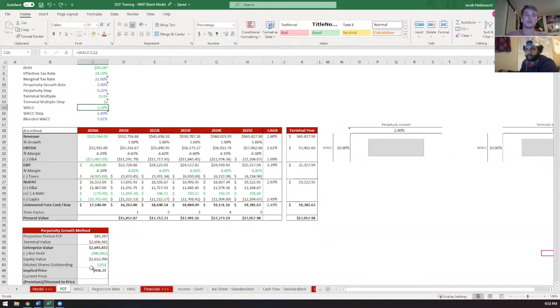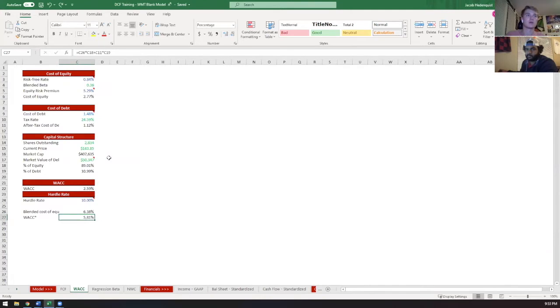That hurdle rate we usually do is 10%. So the way that works is, we have our cost of equity of 2.77%. Because we're investing in a portfolio of stocks, we want all our stocks to have a consistent rate of return that we require, and that would be this hurdle rate of 10%. And we blend this hurdle rate with our cost of equity right here. And then we use that blended cost of equity in our new WACC formula right here.